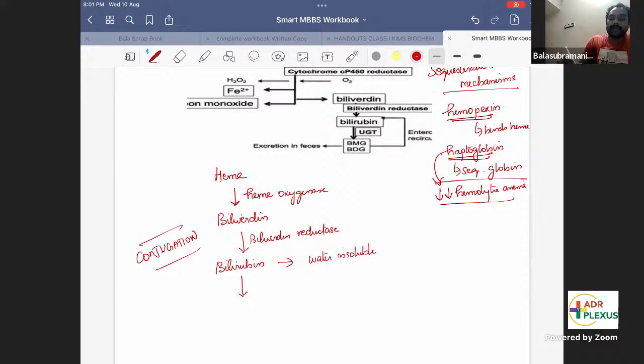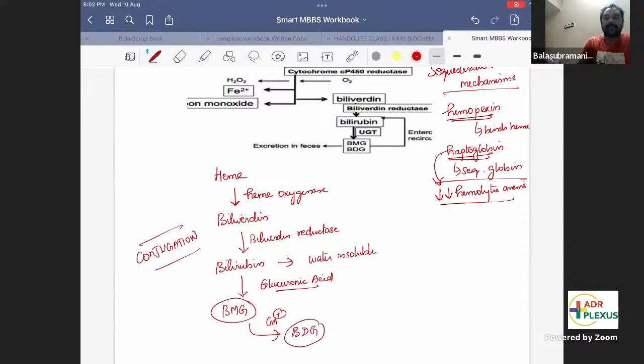This bilirubin is conjugated with a molecule called glucuronic acid. In the first step, bilirubin is added with one glucuronic acid, and it becomes bilirubin monoglucuronide. Then it is added with another glucuronic acid, and it becomes bilirubin diglucuronide. This is called water soluble bilirubin.